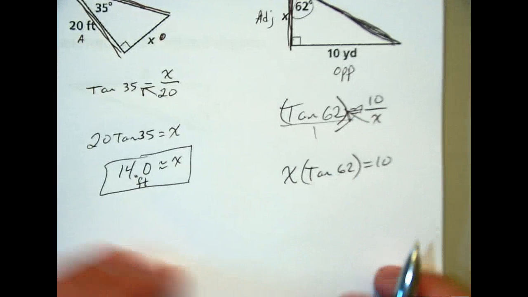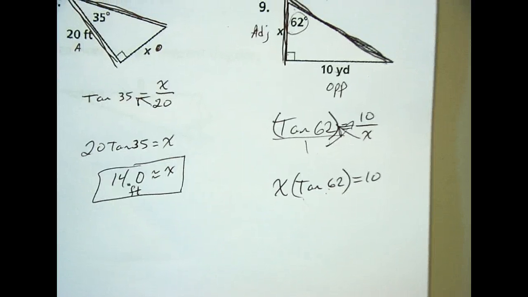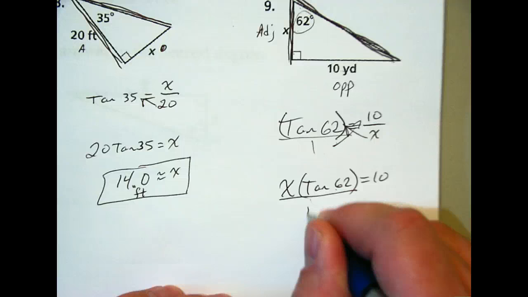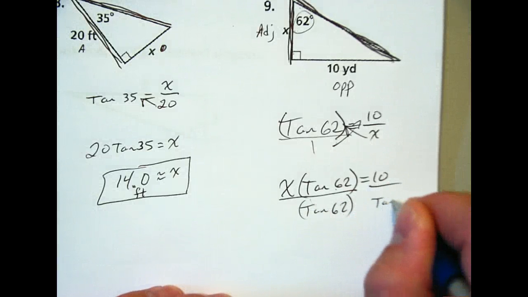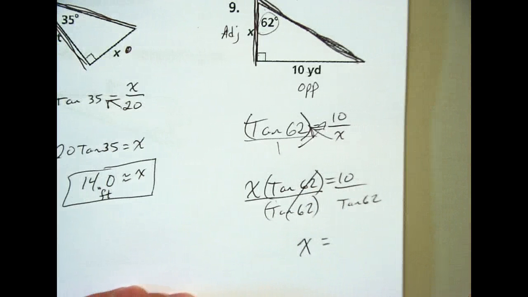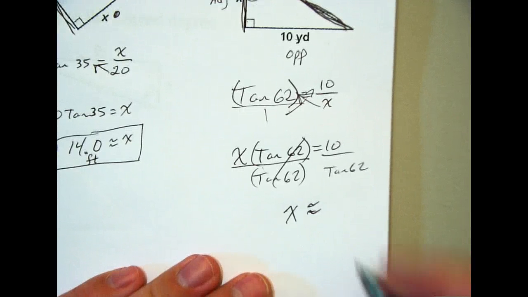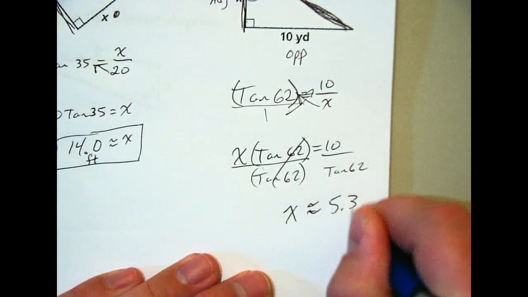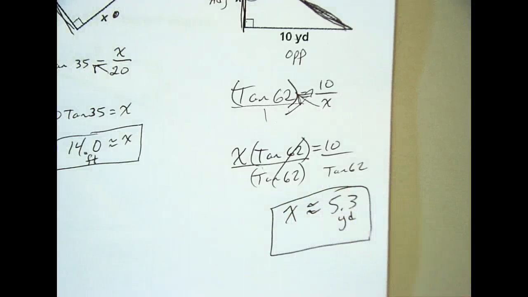So now to get x by itself, we have to divide 10 by tan 62. So we can divide each side by tan 62. Those cancel. X is, what is 10 divided by tan 62? What's that? 5.3. 5.3 yards. Thank you.